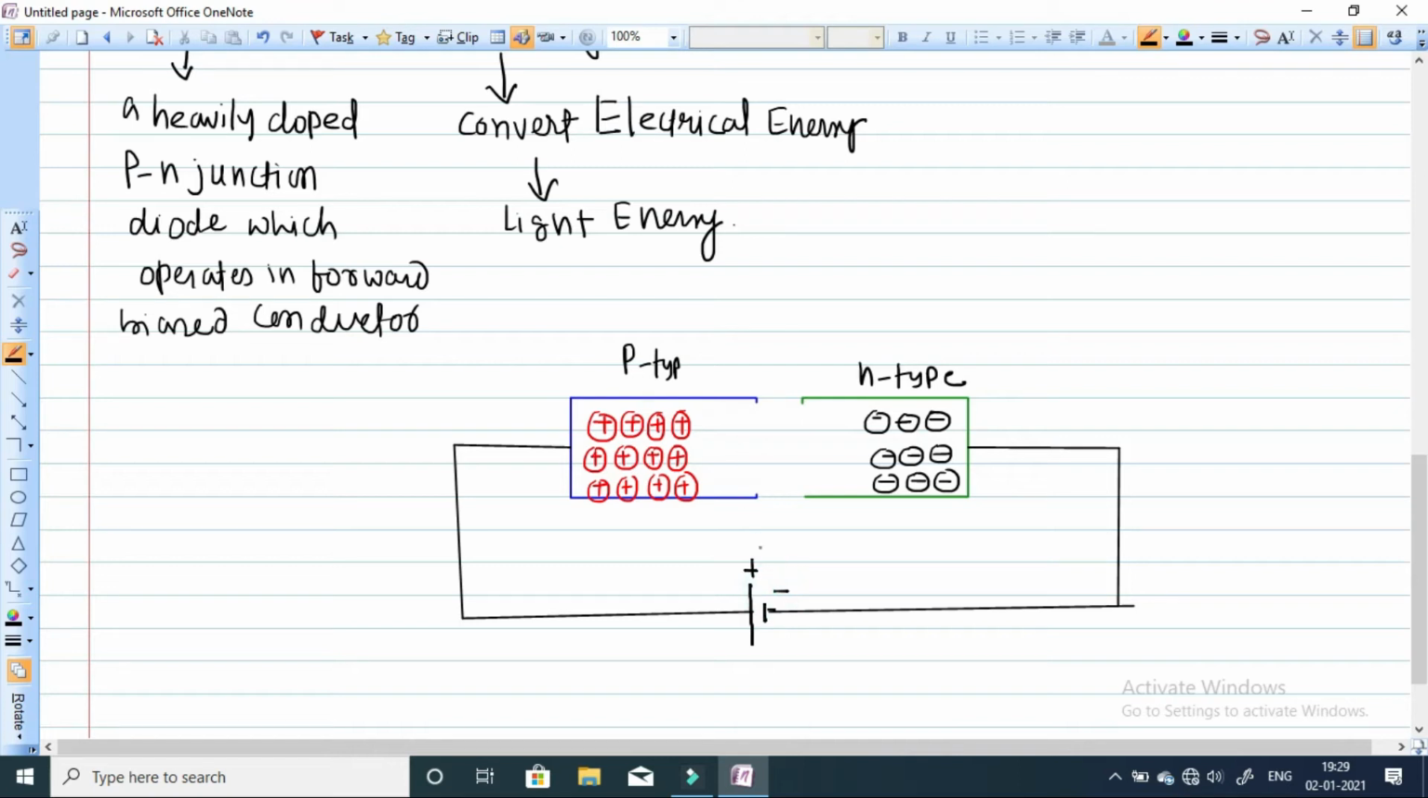So what will happen? The positive terminal of this cell will repel the holes from the p type to enter into the n type. They will move and try to enter into the n region. Negative-negative repulsion will be there from this side, and positive-positive repulsion from this side. Near the junction, the diffusion of electrons and holes will take place. The positive charge will combine with the negative charge.